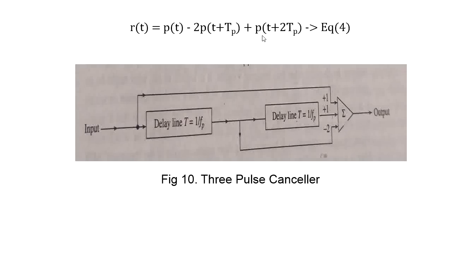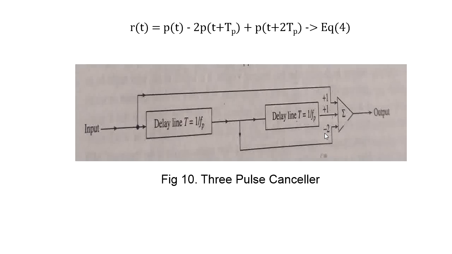Similarly, whatever the output of the first delay line canceller, we need to give to the next delay line canceller. So what is the delay here? P of t plus 2tp. So here the input P is delayed by 2 times. That is why we are representing P of t plus 2tp. And what is the magnitude here? The +1. So the output magnitude we are going to give as input to the subtractor. So here we call this a 3 pulse canceller. A 3 pulse canceller is nothing but we are going to represent the magnitudes +1, +1 and -2.